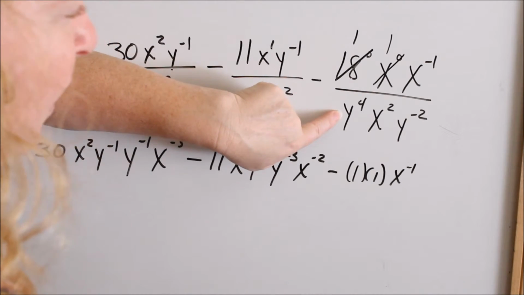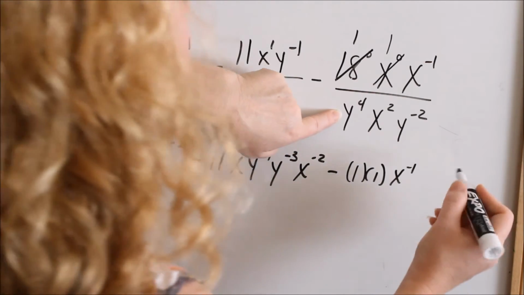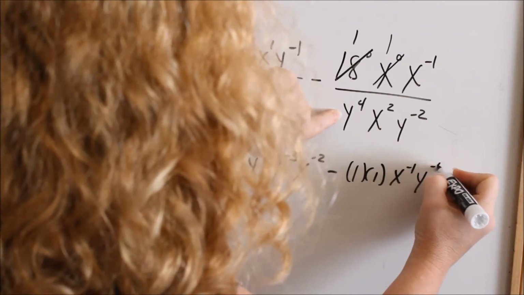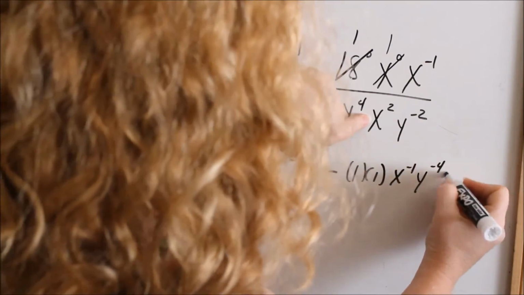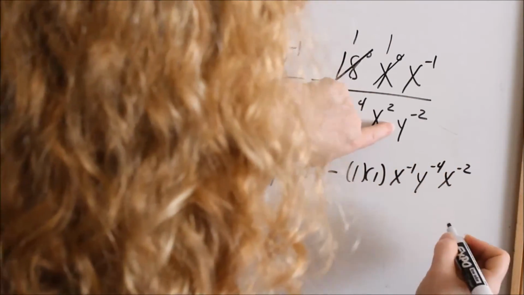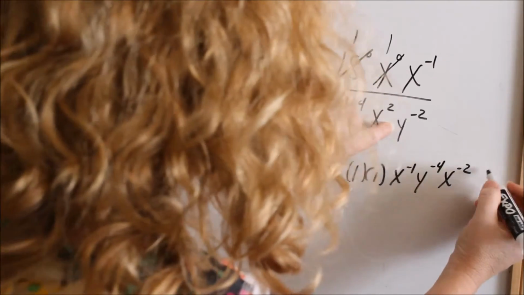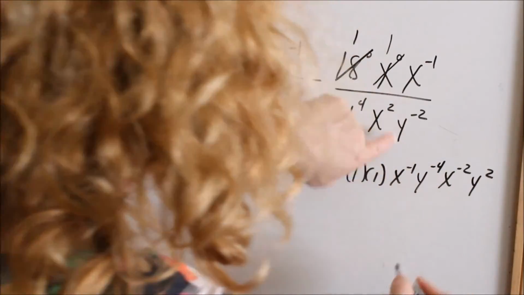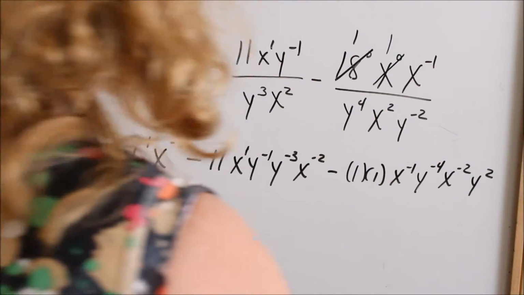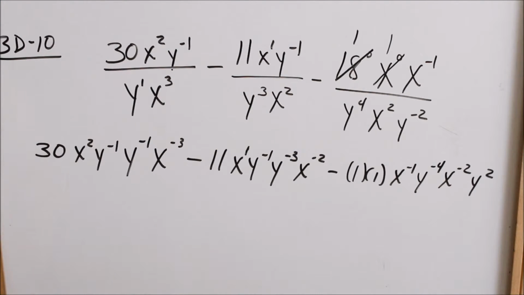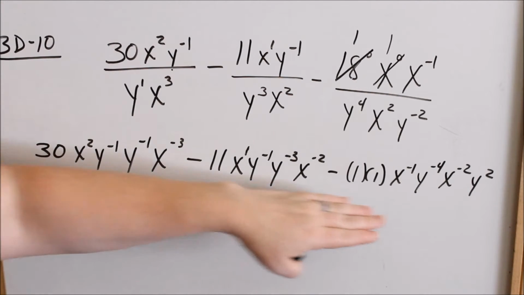Now let's move everything from the denominator up. So we have to change the sign of the exponent, so that becomes y to the negative 4. This becomes x to the negative 2. Moving this up, change the sign of the exponent, becomes y to the positive 2. Watch your signs. Now, we still have 3 terms, 1, 2, 3.